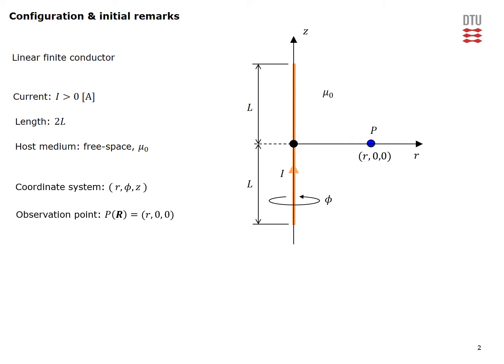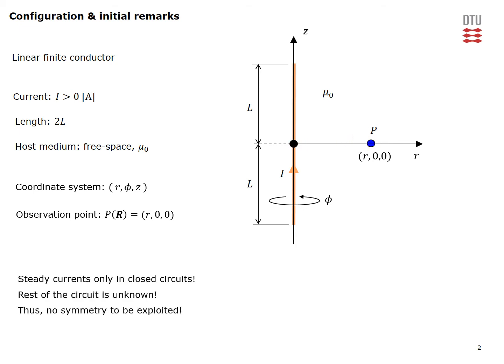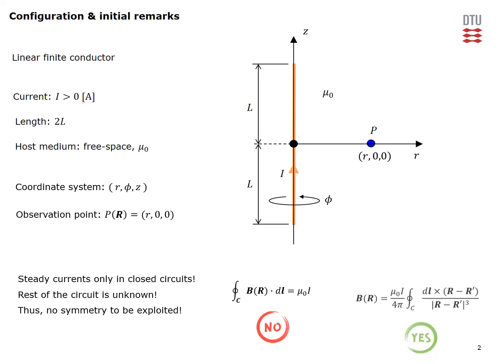observation point P. We know that steady currents only can exist in closed circuits, so this linear conductor must somehow be closed by another conductor, but we don't know the rest of this circuit, so there is no symmetry that we can exploit to determine the B field in this particular case. That means that we cannot use the usual Ampere's law, which requires symmetry, but we instead must resort to Biot-Savart's law, which is shown here.